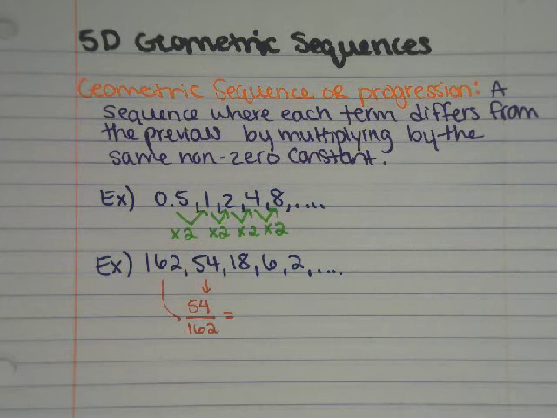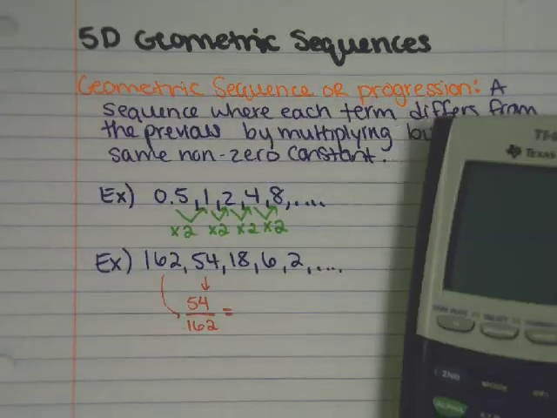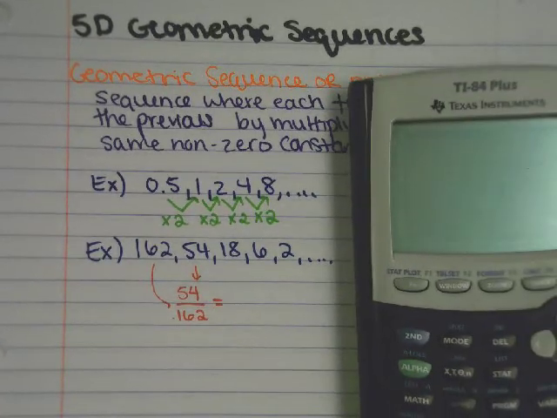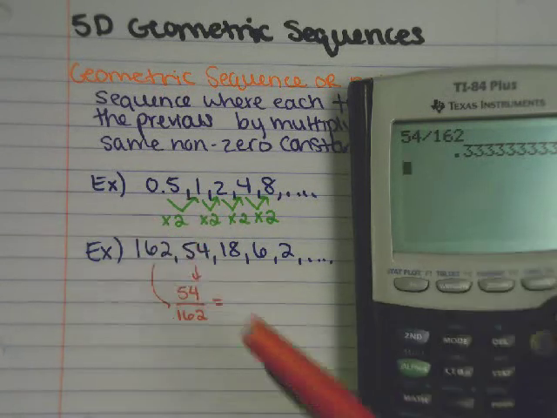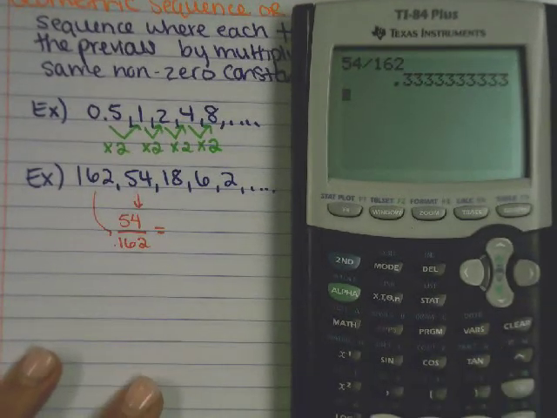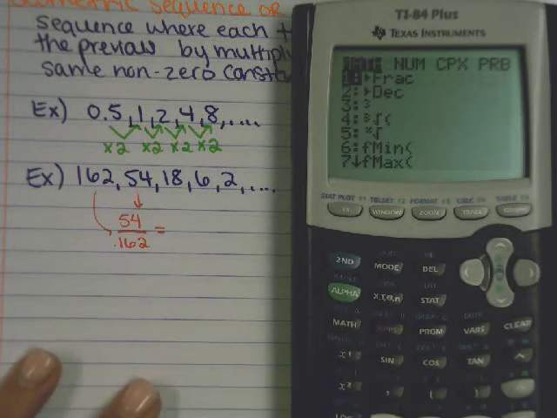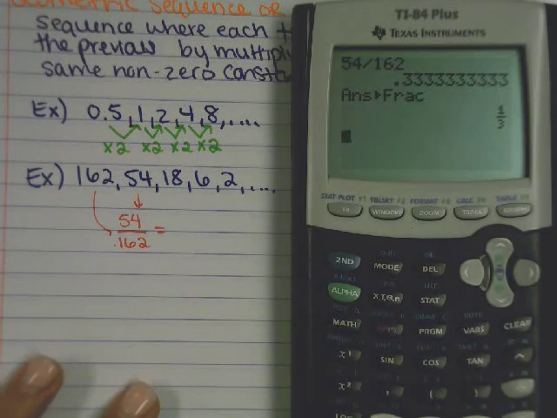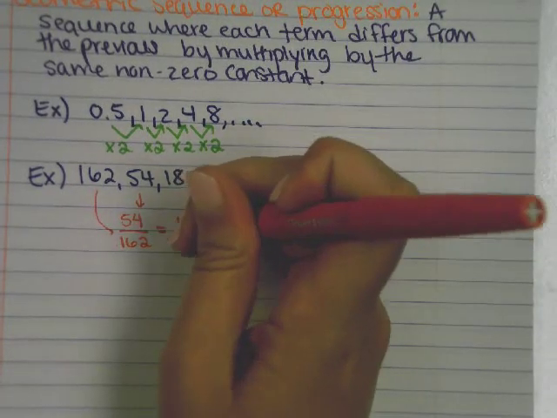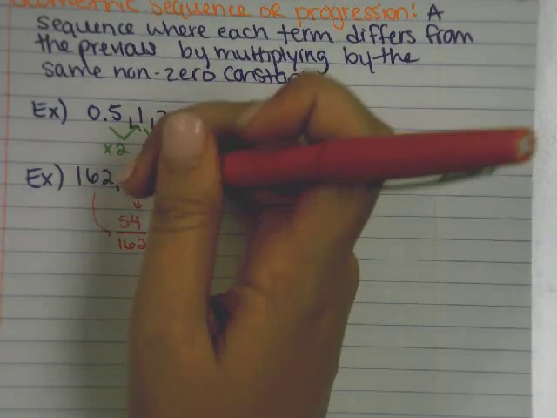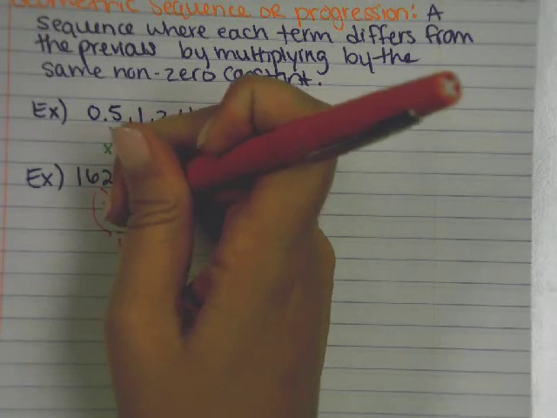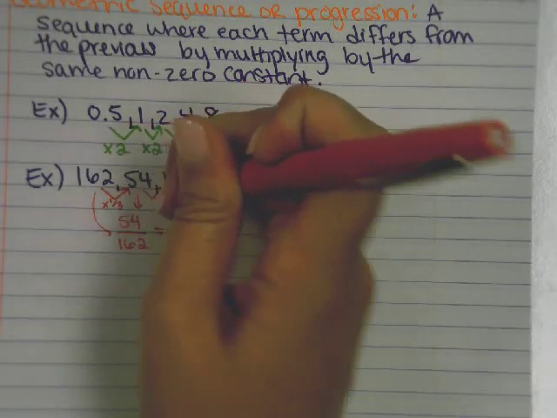So we do 54 divided by 162, which is going to, put my calculator under here so you can see it. So 54 divided by 162 simplifies to 0.3 repeating. It'd be good to have this as a fraction so we don't have to round that. And we press math, enter, enter. Changes it back into a fraction of 1/3. So 1/3. So to get from 162 to 54, you multiply by 1/3.